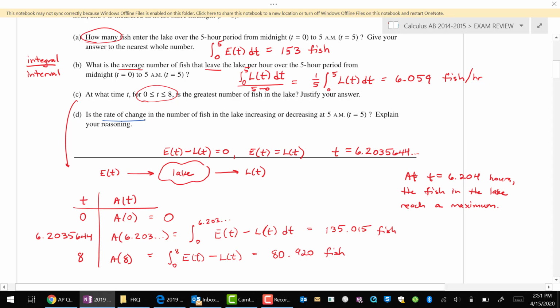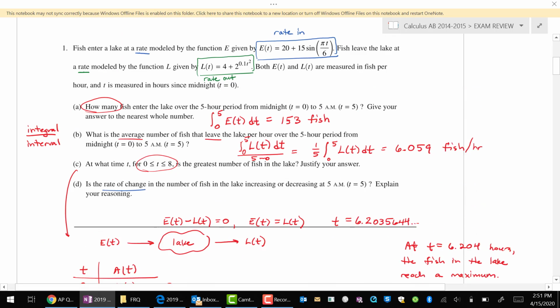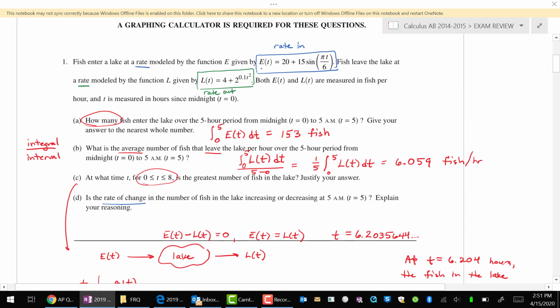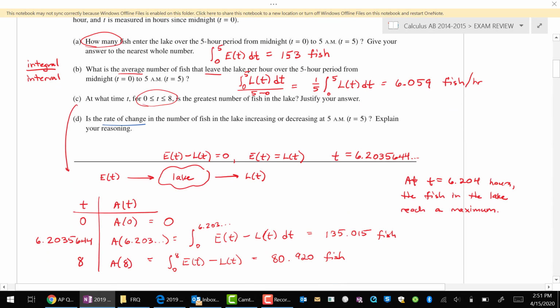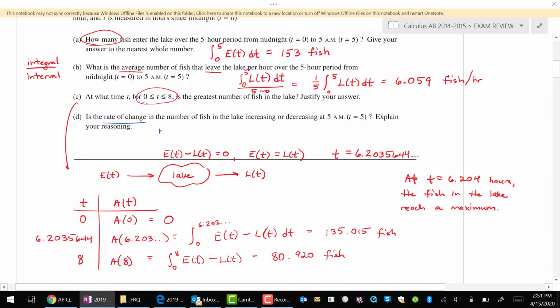Now remember that regular E and regular L are already rates. So the derivative of E is the rate of a rate. The derivative of L is also the rate of a rate. So E prime minus L prime would be essentially the second derivative. It's telling me how the rate of change of the number of fish in the lake is changing.